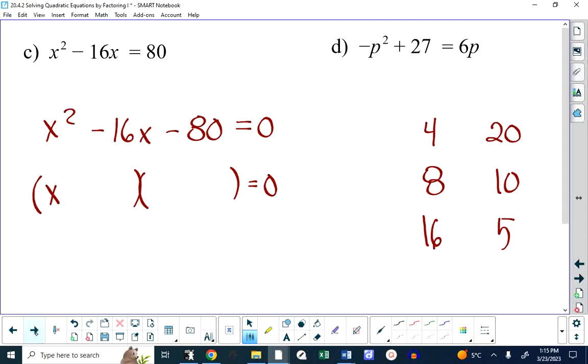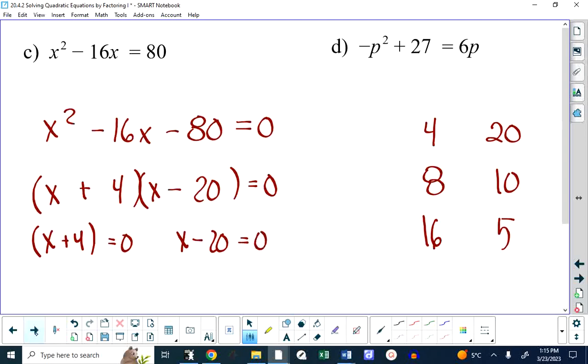So the two numbers will be 4 and 20, and I just have to look at this and say, well, which one's going to be negative? I want to get negative 16x out of the deal, so the 20 has to be the negative one. That means x plus 4 equals 0 and x minus 20 equals 0. You don't need the brackets there. I'm not sure why I put them. So you solve this and get x equals negative 4. You solve this and get x equals 20. Pretty straightforward.